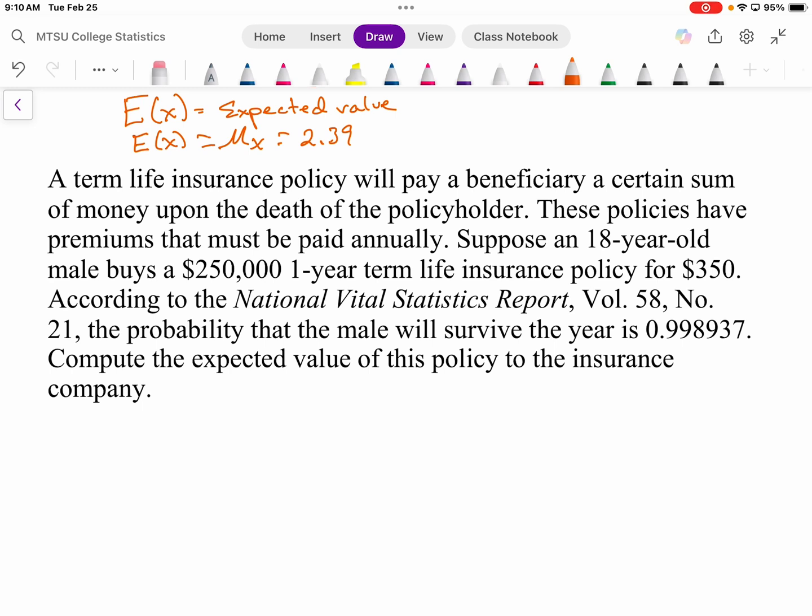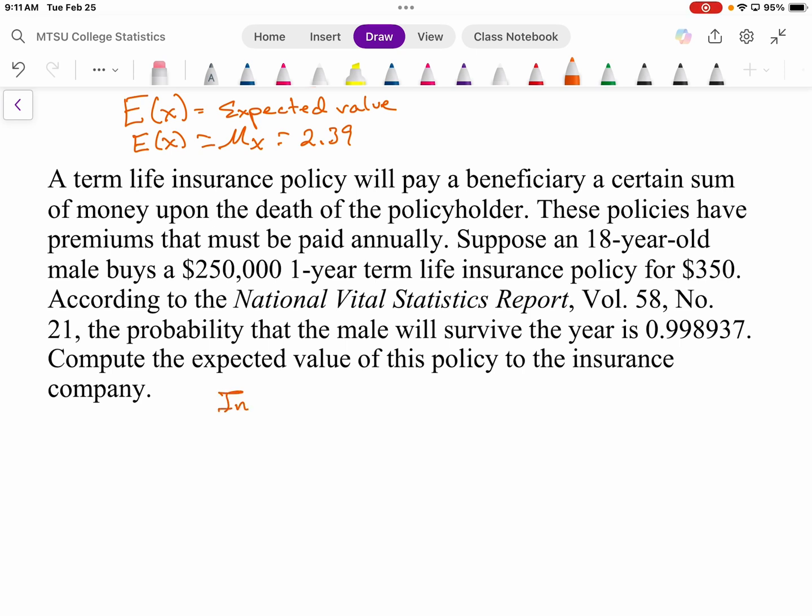Here's an example. A term life insurance policy will pay a beneficiary a certain sum of money upon the death of the policyholder. These policies have premiums that must be paid annually. Suppose an 18-year-old male buys a $250,000 one-year term life insurance policy for $350. According to the National Vital Statistics Report, the probability that a male will survive that year is 0.998937. Compute the expected value of this policy to the insurance company. So what is it worth to the insurance company?